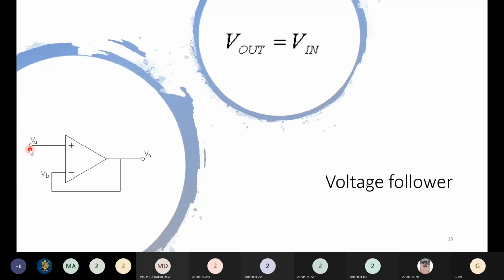Yes, that means it is used for impedance matching. It will just act as a buffer. It will match the impedance of the previous circuit with the next circuit, because this will have high input impedance, no resistor is used, and therefore high input impedance, low output impedance, and therefore you can match any source with any load through this voltage follower circuit. So this will be used as an impedance matcher.